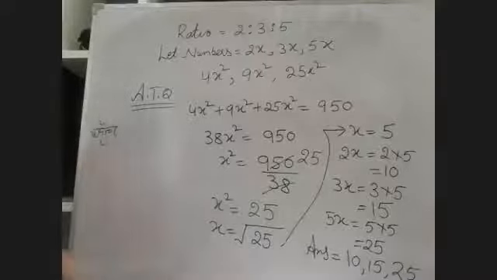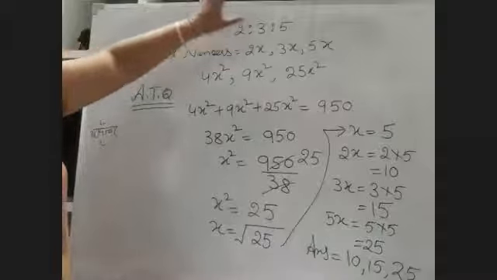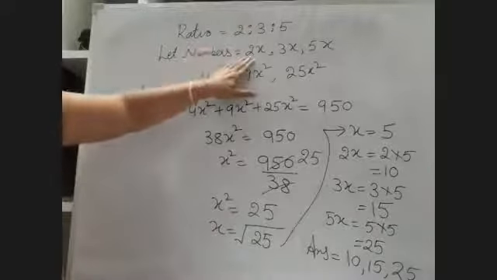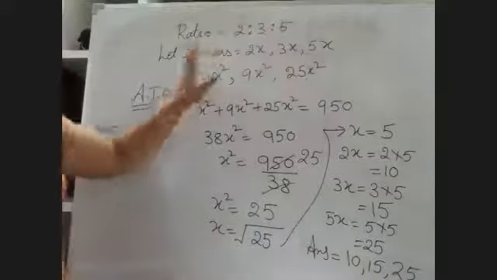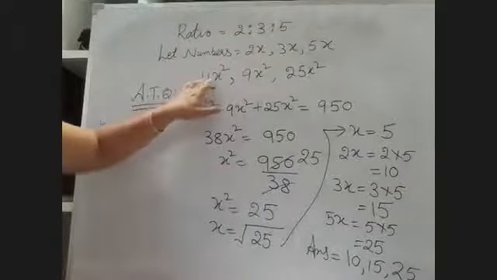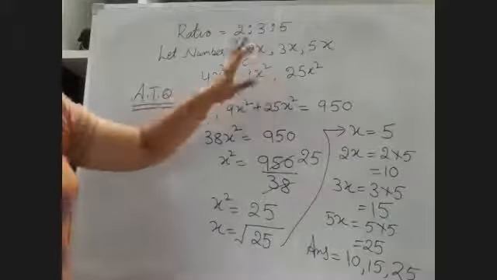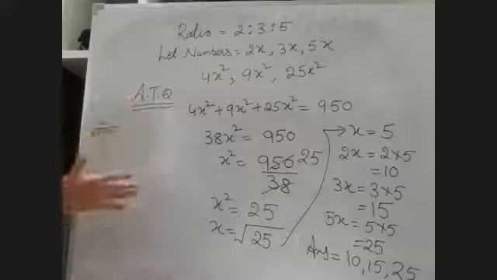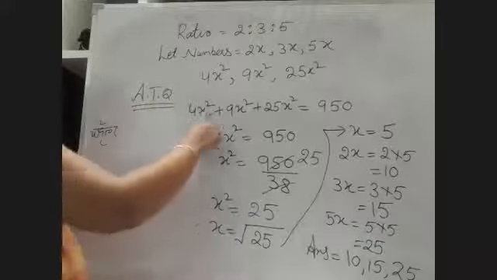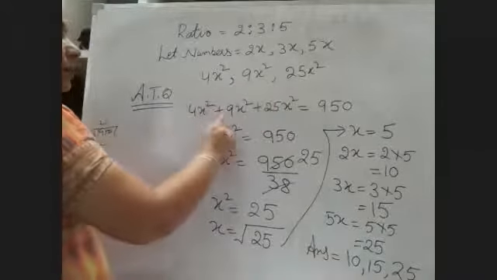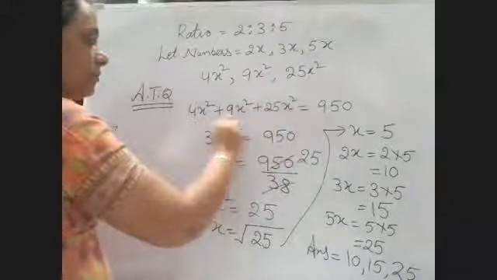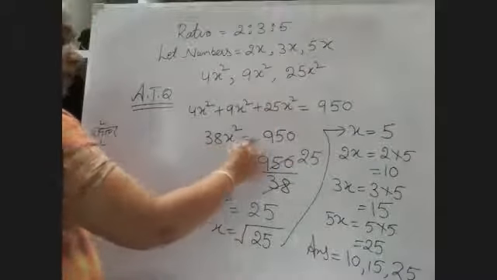Clear, students? We have three numbers in the ratio 2, 3, and 5. In the first step, let these three numbers be 2x, 3x, and 5x. Now find the squares of these numbers: 4x squared, 9x squared, 25x squared. According to your statement, the sum of whose squares is 950. Now add these: 4x squared plus 9x squared plus 25x squared is equal to 950. Now add these numbers. This is 38x squared is equal to 950.